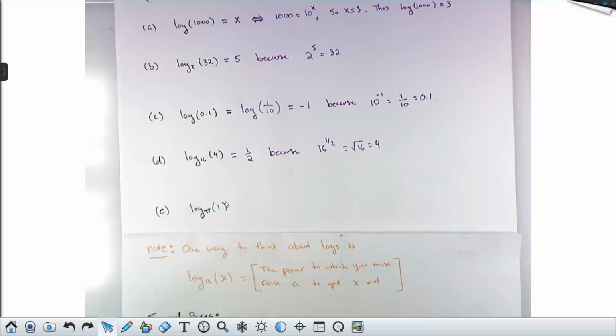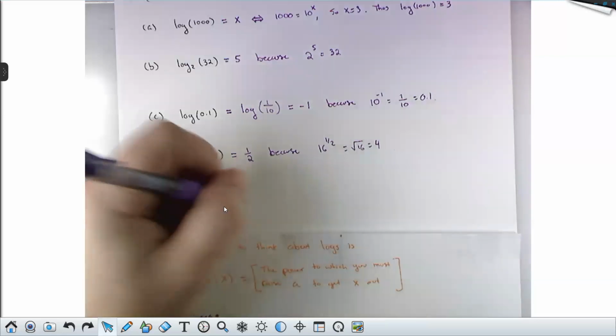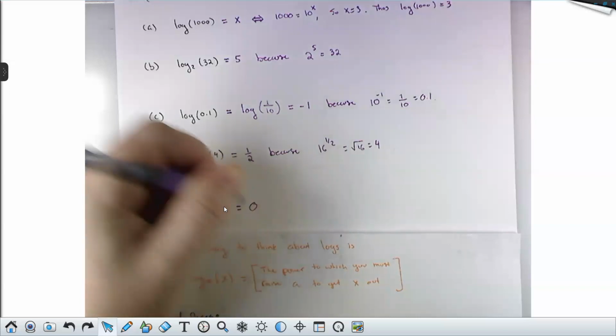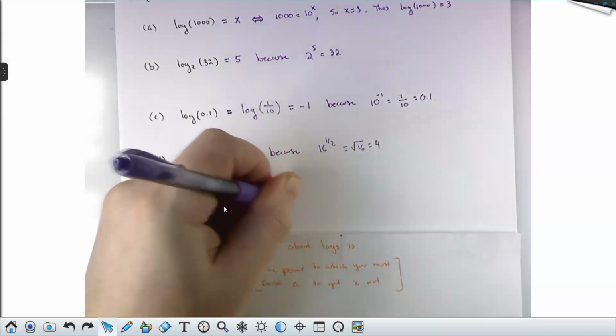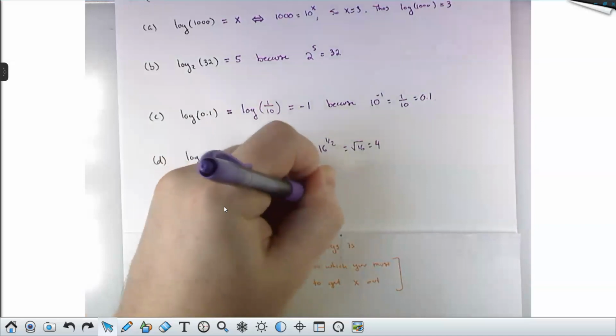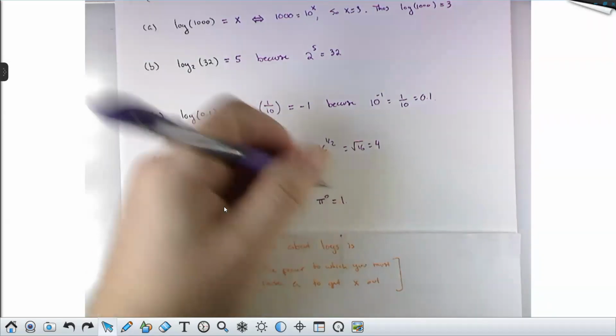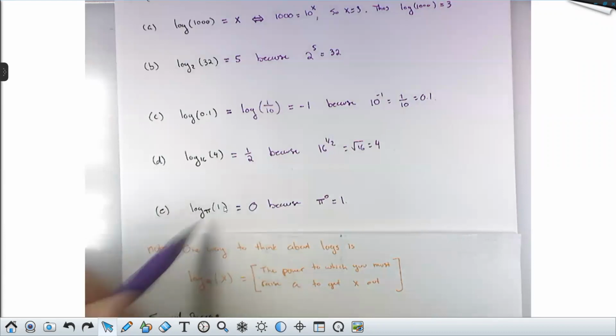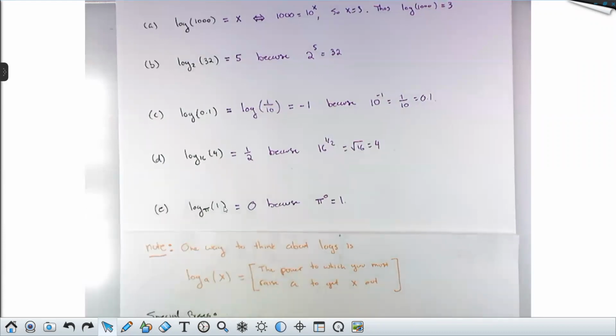Pi to the 0 is equal to 1. So the base pi logarithm of 1 is 0, because pi to the 0 is equal to 1. And this is true for any base, right? Another way to think about that, a to the x always goes through the point (0, 1). So the log base a of x will always go through the point (1, 0). In other words, the base a logarithm of 1 is 0, no matter what a is.